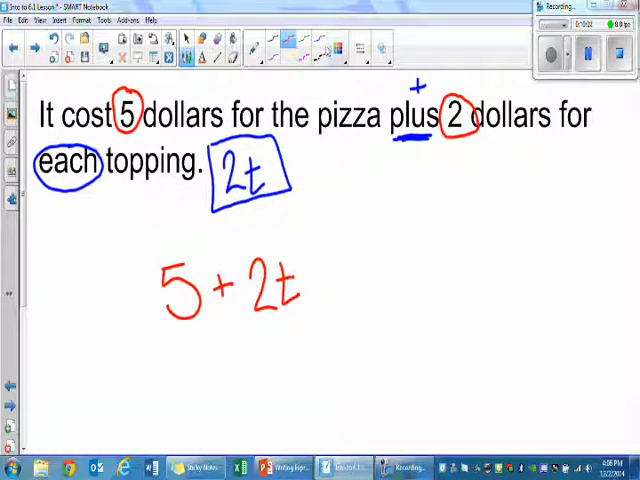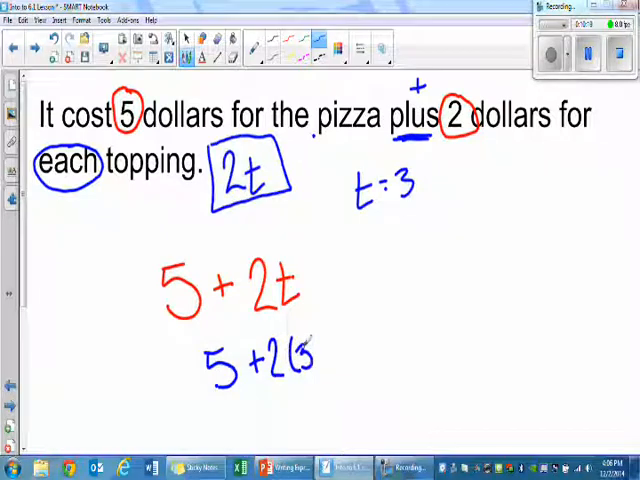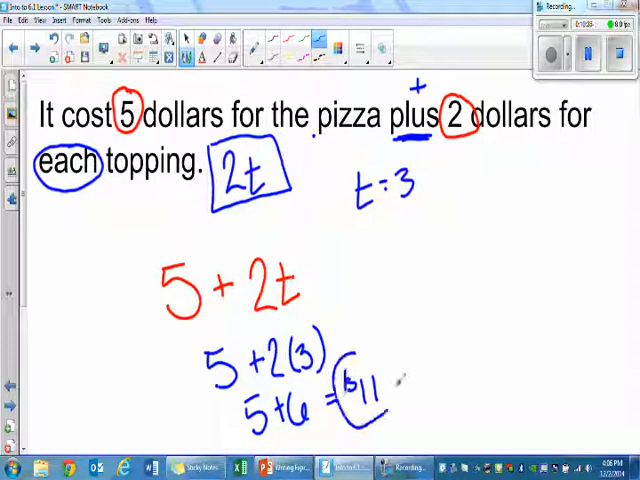All right, so I have to pay $5 no matter what, plus I have to pay $2 for each topping. So let's say I'm going crazy. Let's see. I like pepperoni, I like pineapple, and I like green peppers. That's 3 toppings. So t equals 3. 5 plus 2 times 3. 5 plus 6. My pizza is $11. That's actually a really cheap pizza.